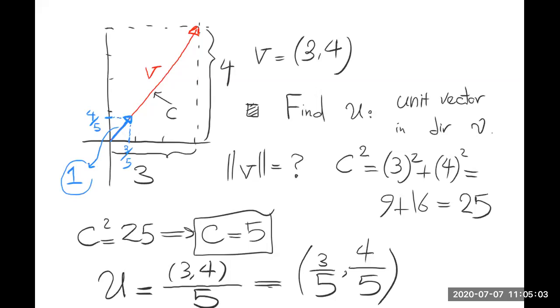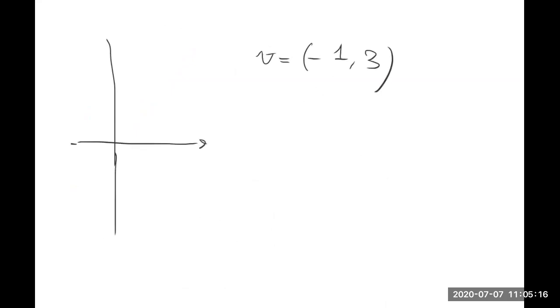Okay, let's just do one more and then we would have a break. So let's say we have another vector v, whose coordinates are -1 and 3. The first one is the x coordinate, -1 is here, 1, 2, 3. That's how the vector looks like, -1 and 3.